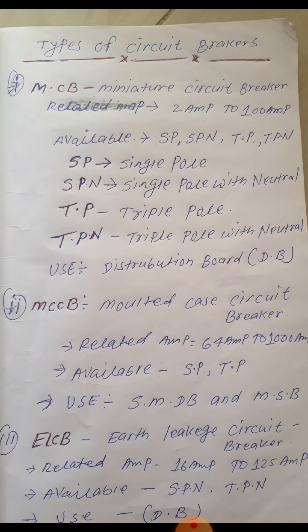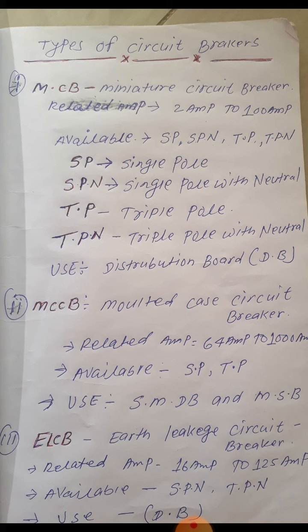ELCB, earth leakage circuit breaker. Related amps 16 amps to 125 amps. Available in SPN and TPN. It does not come in SP; it comes as single pole with neutral and triple pole with neutral. Using in DB for power outgoing, power supply purpose.